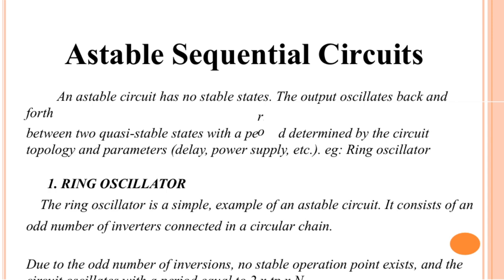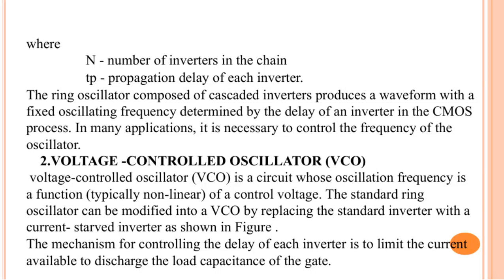Here, we're looking at the concept of a ring oscillator, which is essentially a series of inverters connected in a chain. The key point is that the oscillation frequency of this ring oscillator depends on the propagation delay of each inverter, with N representing the number of inverters in the chain, and Tp being the delay of a single inverter. What's important to understand is that the frequency generated by this oscillator is fixed, determined by these delays in the CMOS process.